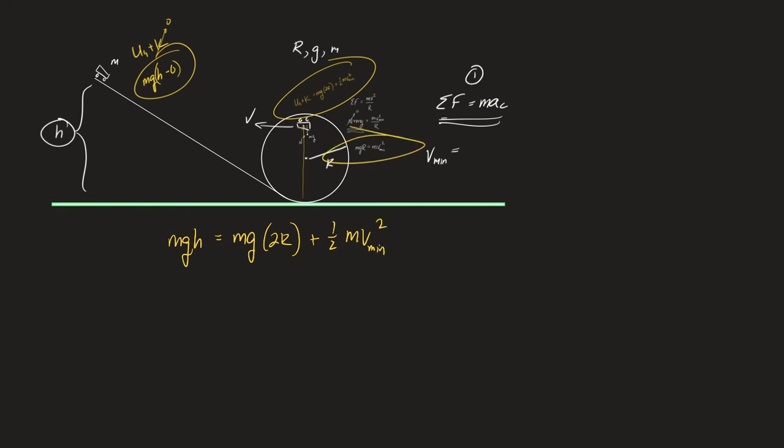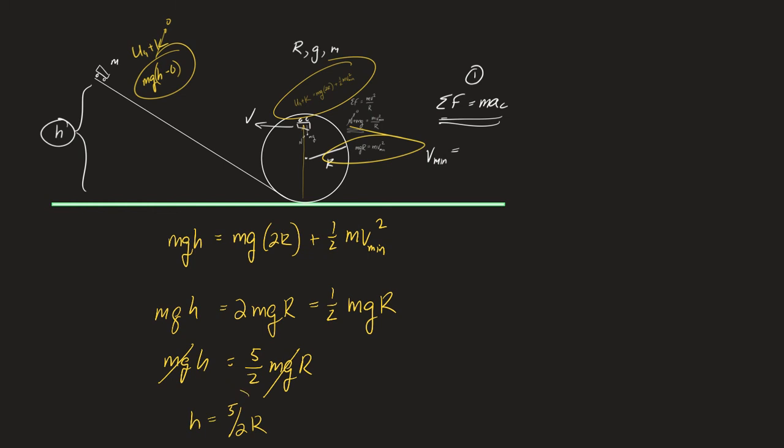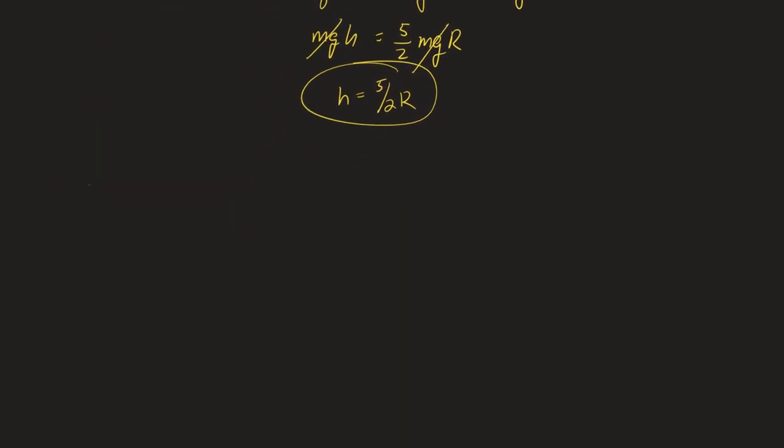Well, m v min squared is mgr. That's it. mgh equals 5/2 mgr. Cancel that out. Five halves r, 2.5 r, just one form.